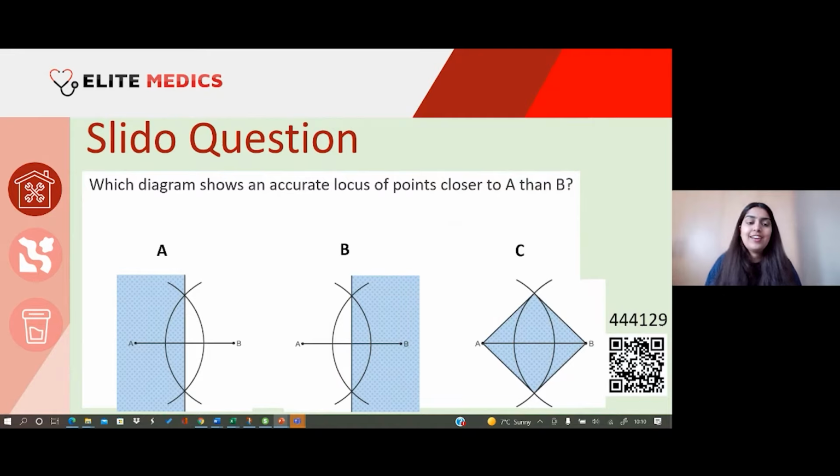So here we have a Slido question. Which of the diagrams shows an accurate locus of points closer to A than to B? So think about what this means, right? What does closer to A than to B mean? So look at each of the diagrams. The blue is a shaded area. Which of these shaded areas represents all of the points that are actually closer to A than to B? Okay, so have a look, make a decision on your answer, and I will open the Slido poll up in about a minute. So look at each diagram and think about which of the blue regions is closer to A than to B.